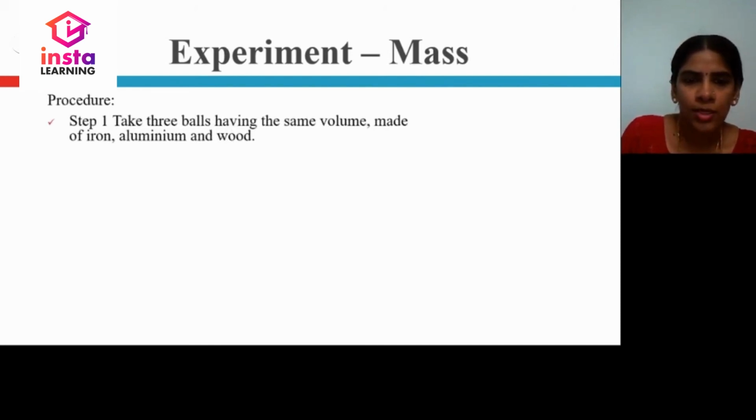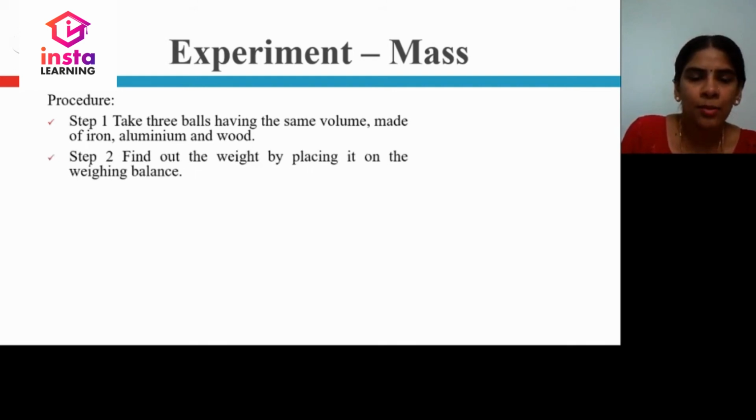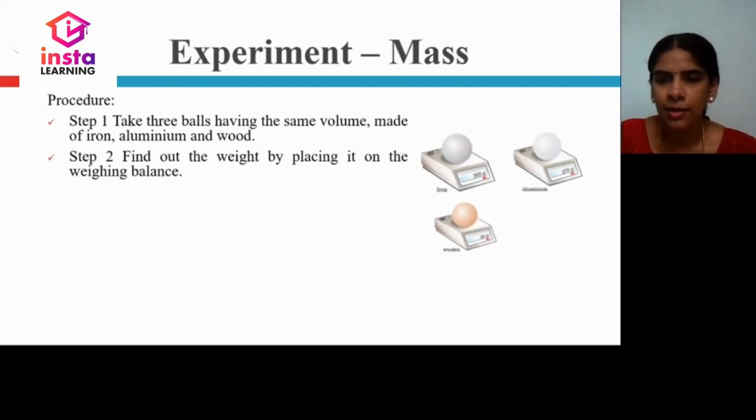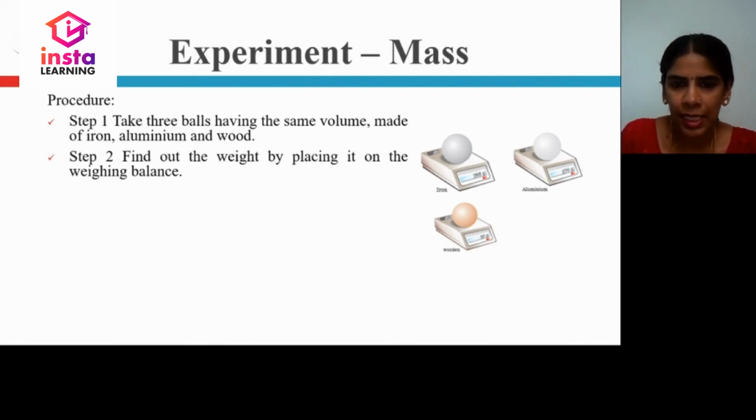Take 3 balls having the same volume made up of iron, aluminium and wood. Find out the weight by placing them on the weighing balance. Okay, we are taking 3 balls: iron, aluminium and wooden. Now you need to see the weight of these balls separately in a weighing machine.